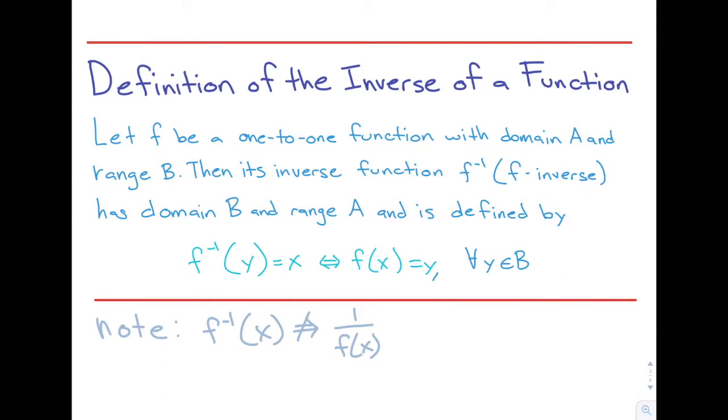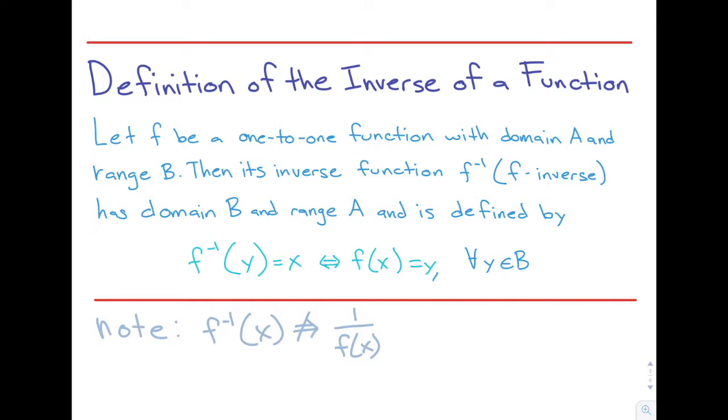So the definition of the inverse of a function. Let f be a one-to-one function with domain A and range B. Then its inverse function, f inverse, has domain B and range A, and is defined by f inverse of y equals x if and only if f of x equals y for all y in B.